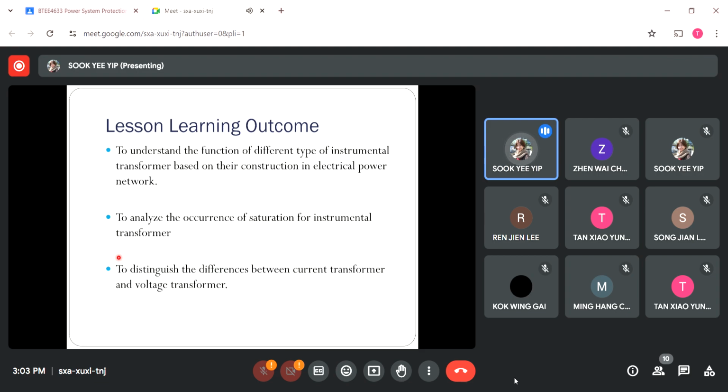The next one here is to analyze. Again, there will be some calculations involved, but this time we'll analyze how the instrument transformers become saturated. This means that you need to find the knee point voltage value and the maximum burden or load that can be connected to these instrument transformers, so that we can prevent them from going out of proper operation. That's the second outcome you can get.